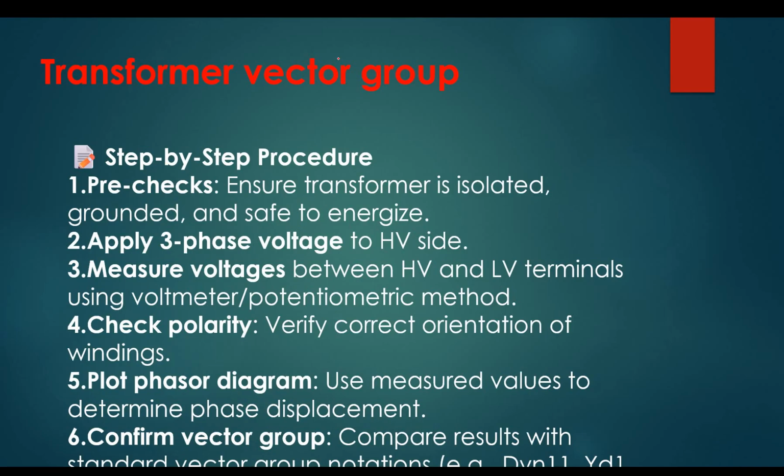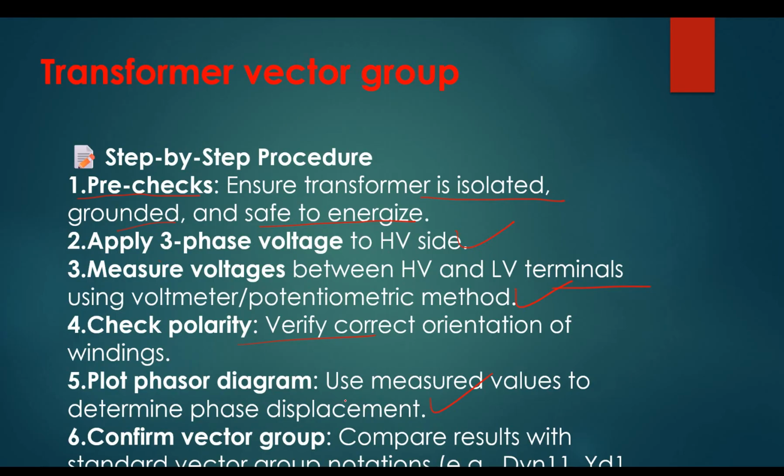Now the transformer vector group step-by-step procedure. First, pre-checks: ensure the transformer is isolated, grounded and safe to energize. Apply three-phase voltage to the HV side and measure voltage between HV and LV terminals using a voltmeter and potentiometric methods. Check polarity, verify correct orientation of windings and plot the phasor diagram. Use measured values to determine phase displacement and confirm the vector group.